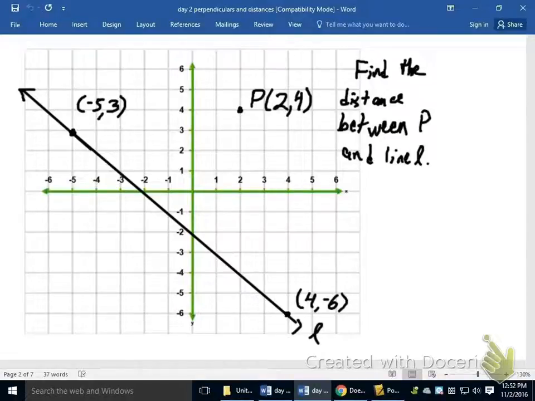Alright, welcome to Unit 6, Lines and Triangles. This is Day 2, Perpendiculars and Distances. What we're going to be doing today is finding some distances.